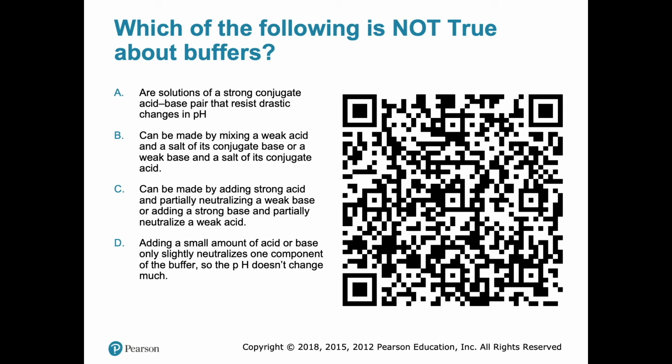Okay, so the vast majority of you got this one correct. Very good job. I wish I could point at it, but I don't have a laser, so I can't. The answer is, in fact, A. It should be a weak conjugate acid-base pair. It should be a strong. Okay, so good job there.